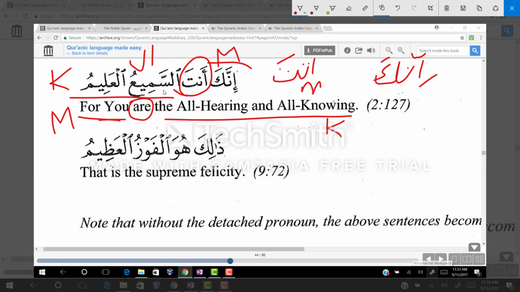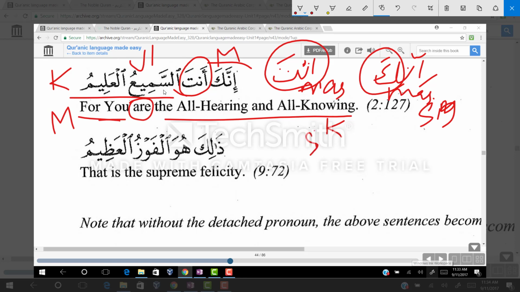So for the gender, they both are masculine. Ka and anta are masculine. Anti and ki are feminine, right? But here ka is masculine, so we are using anta because it is masculine. And for the number, ka is singular and anta is also singular, right? So why is there anta here? Because it is matching in gender and number with the pronoun ka.